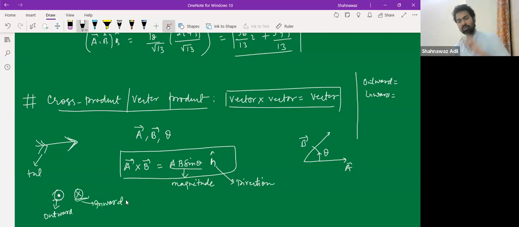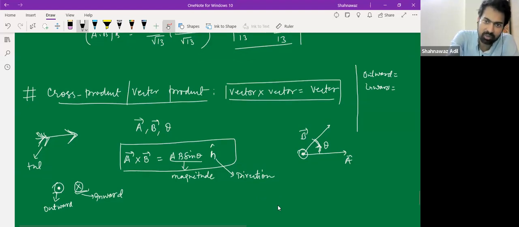Going away from you, right? The arrow is going away from you, so then you will see this part, right? Yes, sir. So this represents the outward direction, this represents the inward direction. So for this case, A cross B would be the outward direction. Understood? Yes, sir.